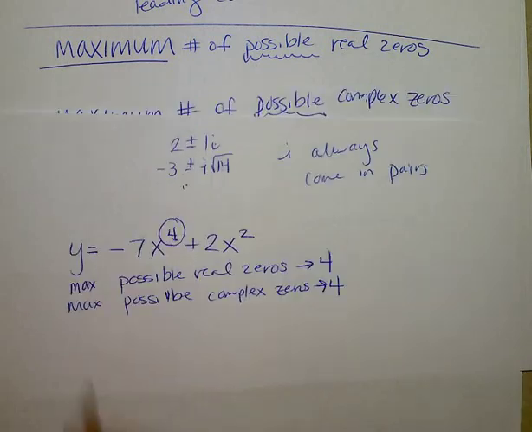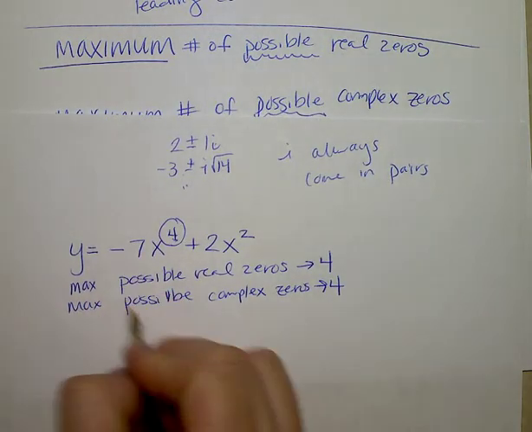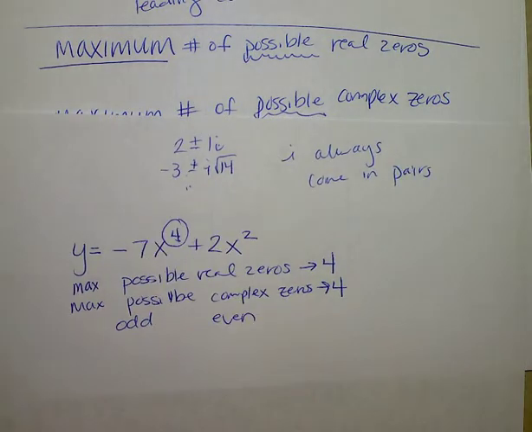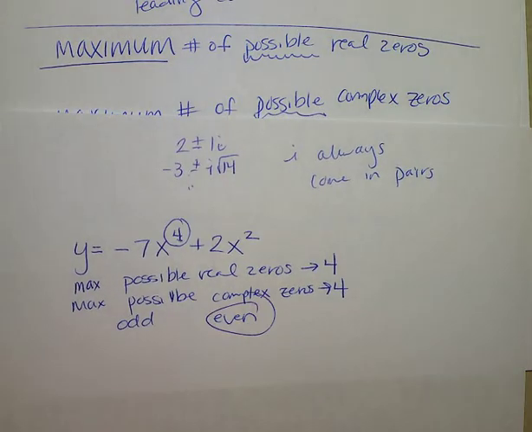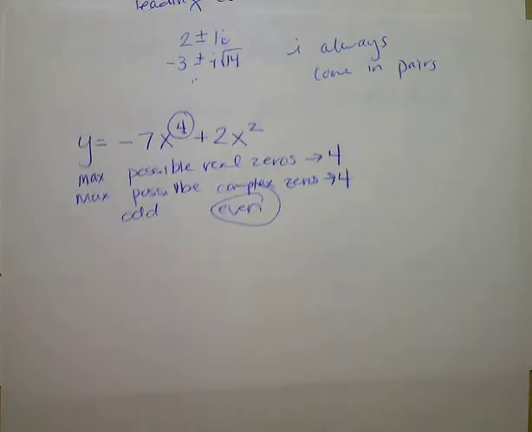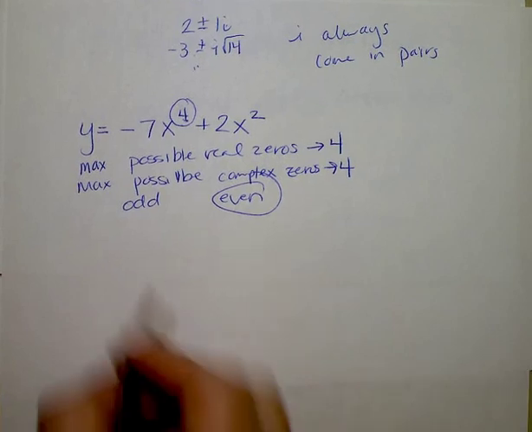Okay, last part here is odd or even. So we're going to look right now at the highest degree, which is 4. Is it an even number or odd number? Even, so circle even. And we'll talk about end behavior. We'll come back to this just a little bit later, okay? All right, here's another example.